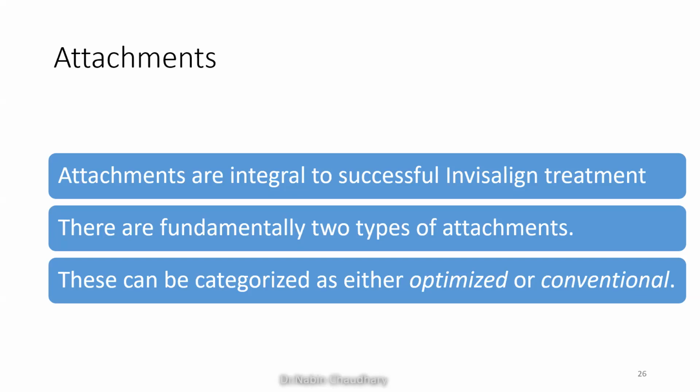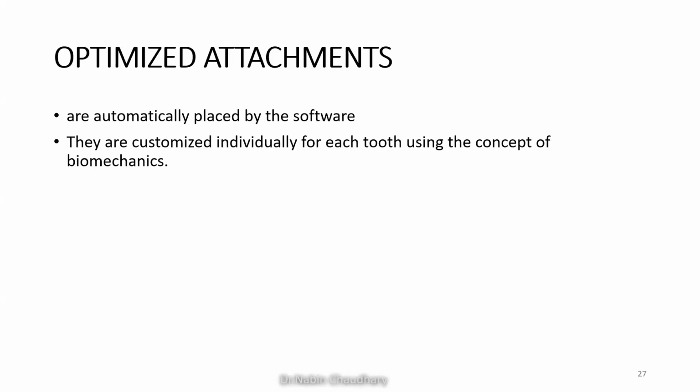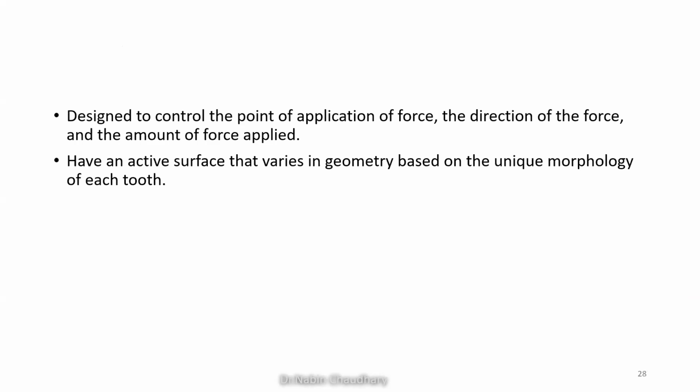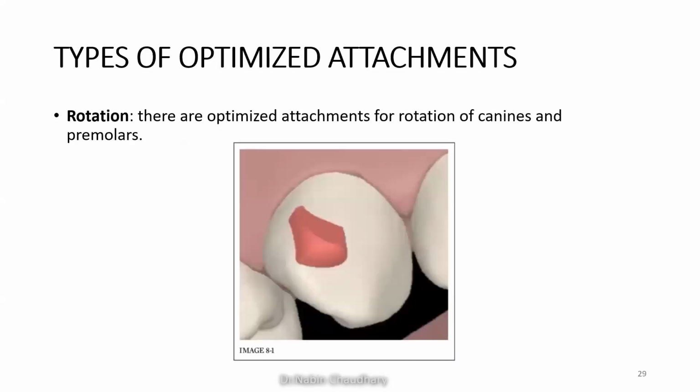And there are basically two types of attachments. They are the optimized attachments and the conventional attachments. The optimized attachments are generally placed by the software itself, and they are customized individually for each tooth using the concept of biomechanics. These optimized attachments are designed to control the point of application of the force, the direction of the force, the amount of the force applied, and this optimized attachment has an active surface that varies in geometry based on the unique morphology of each tooth.